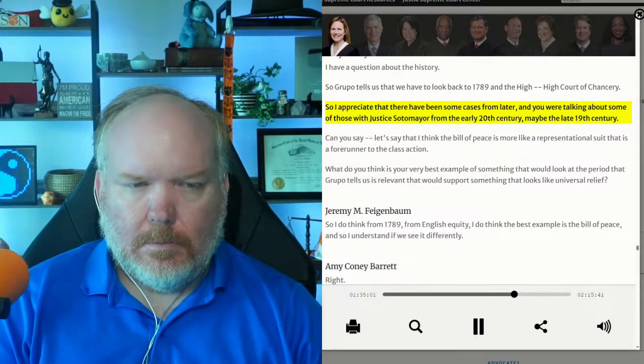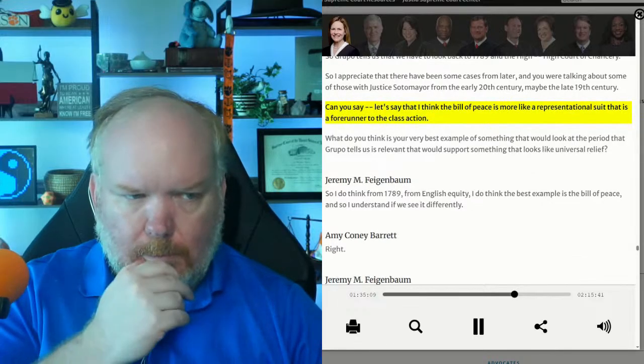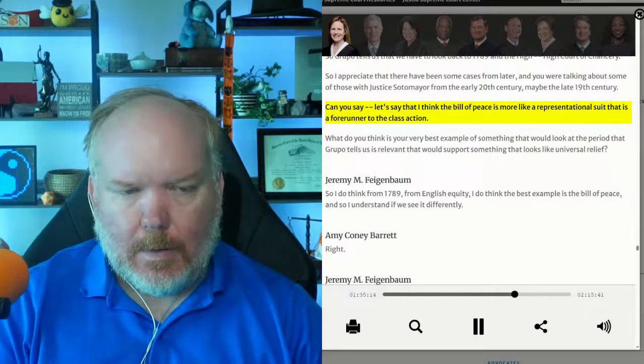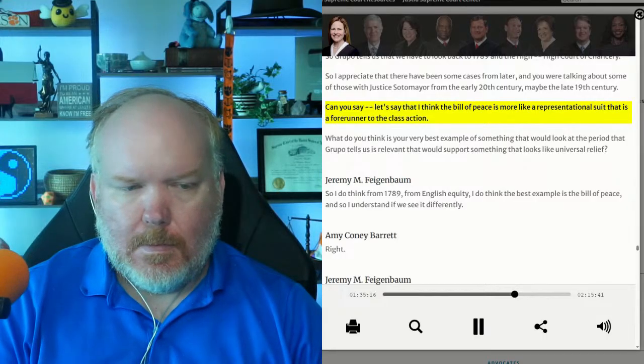So I appreciate that there have been some cases from later, and you were talking about some of those with Justice Sotomayor from the early 20th century, maybe the late 19th century. Can you say, and let's say that I think the Bill of Peace is more like a representational suit that is the forerunner to the class action.